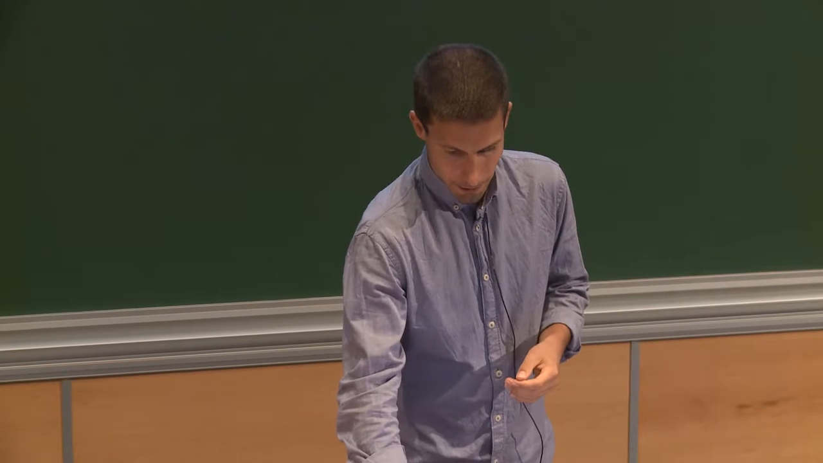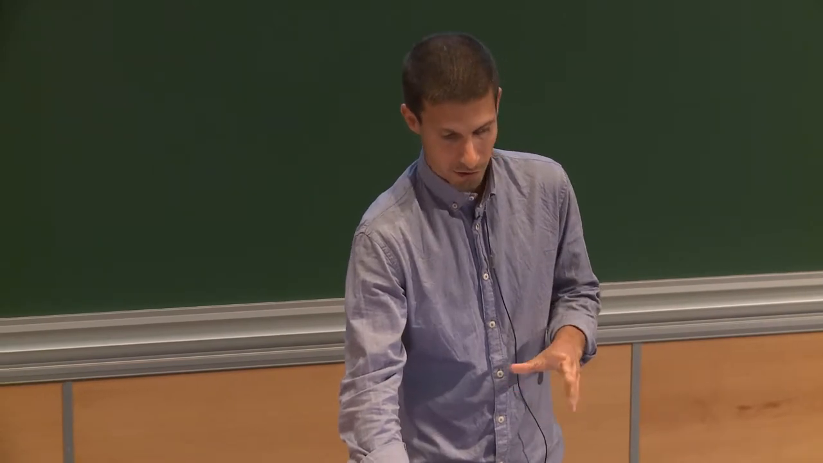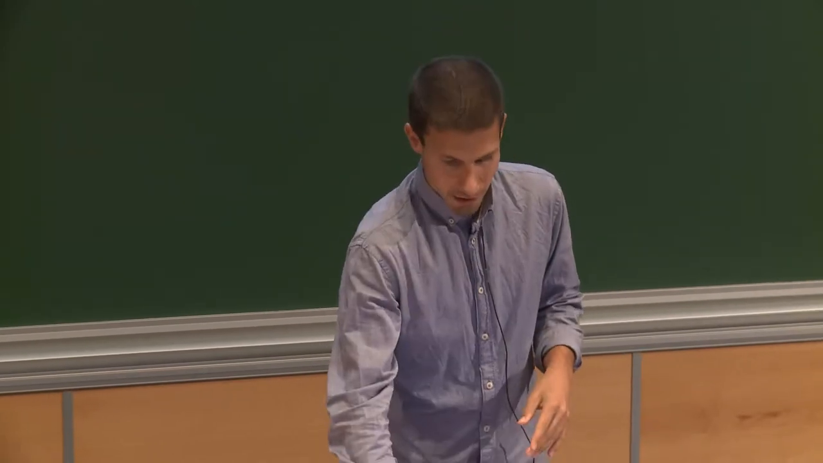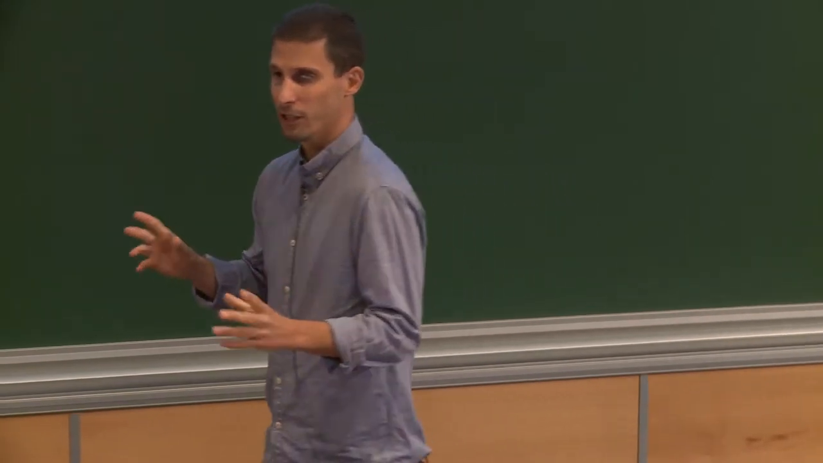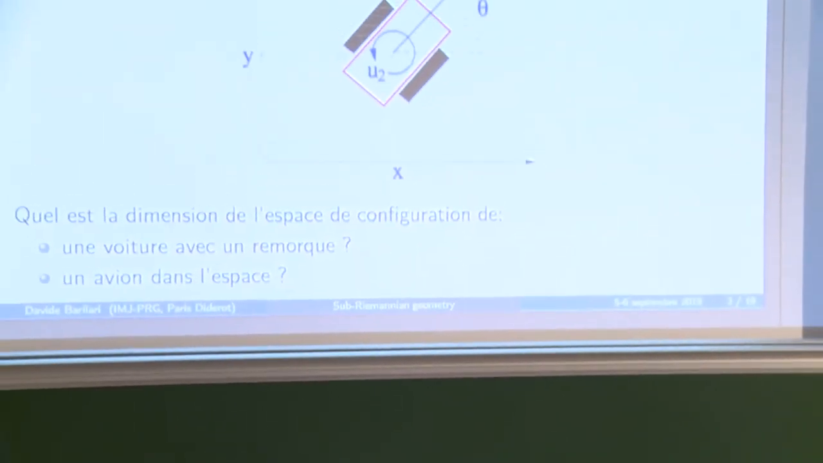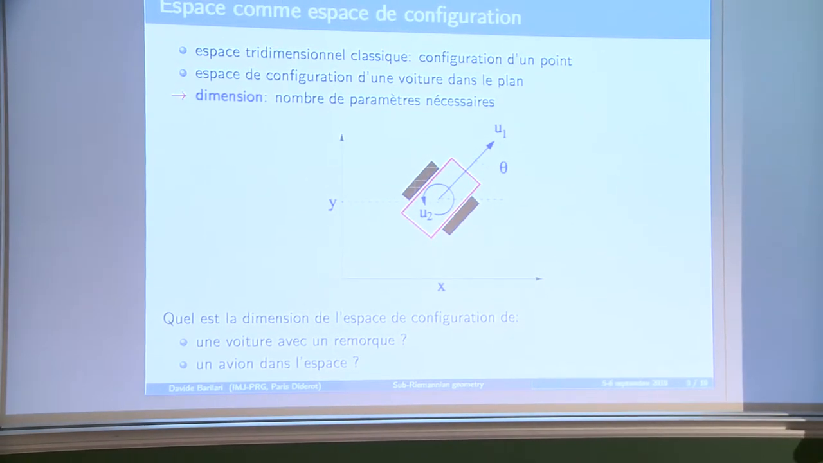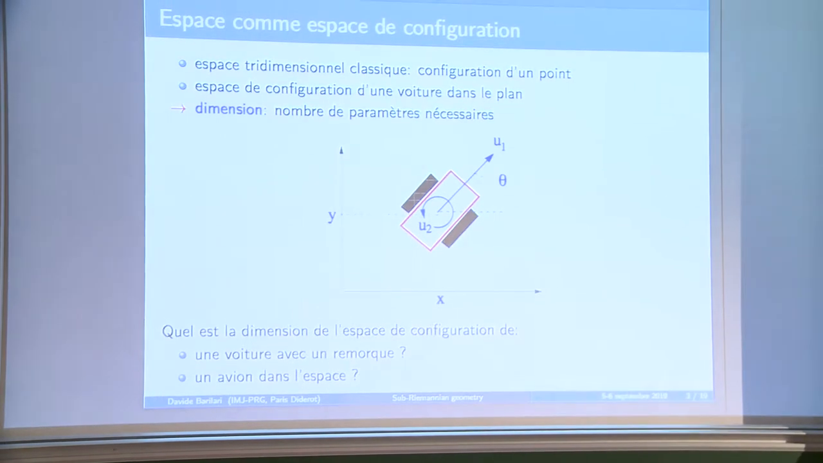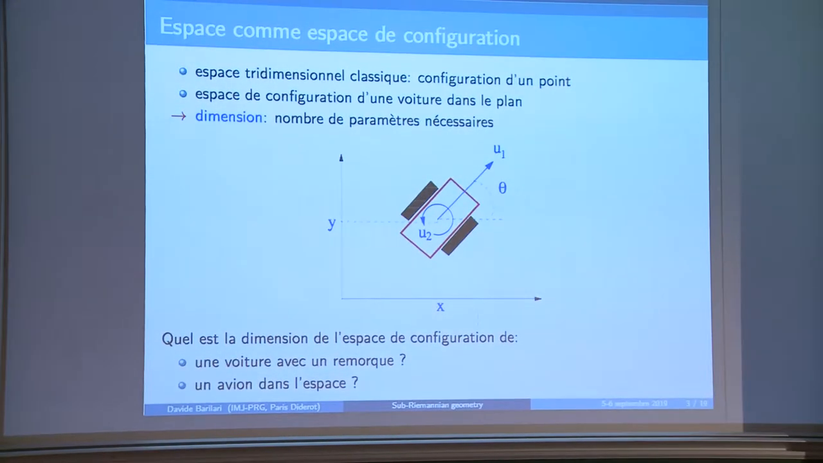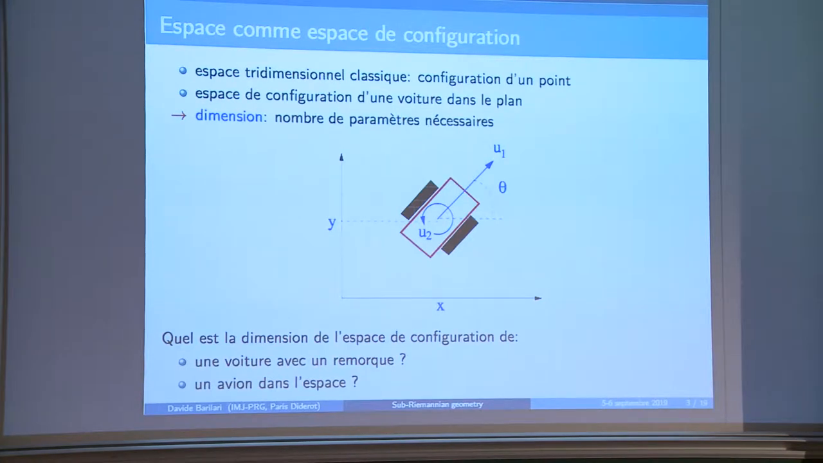And also the word space here is a little bit vague. So let me try to give another idea. We'll start the first part of the course not with the Heisenberg group, even if it was in the title, but with another example where we will do some computations. So space, you may think, or at least this is one of my favorite ways to think of what a space is, as a space of configurations of some object.